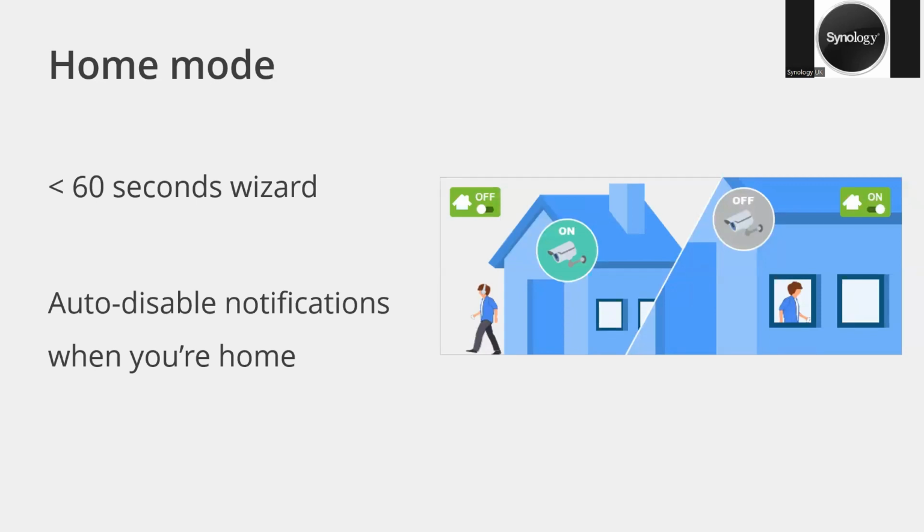For example, I want to know if there's any motion in my living room when I'm not at home. But if I have notifications going to my phone for motion events and I nip home at lunch, I don't want to generate 30 ping messages to my phone. Home mode just allows you to set a completely different set of rules when home mode is switched on, and we can configure some pretty clever ways for it to know that you're at home.